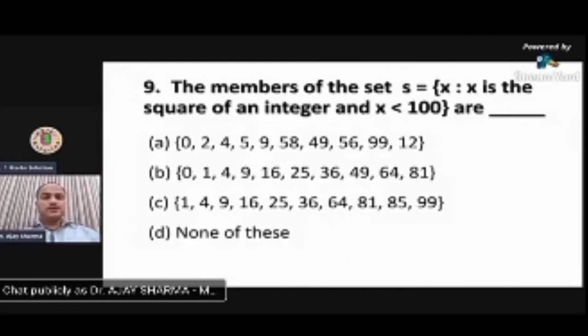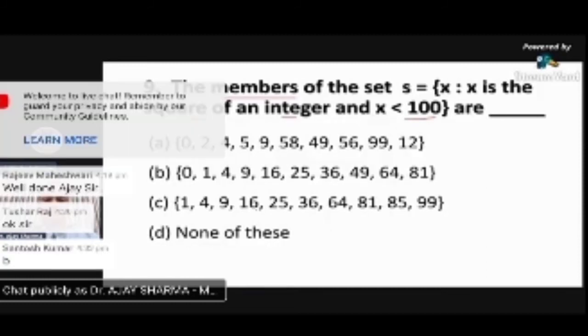Now let us have the next question. The members of the set S. By members we mean the elements. Just like members of the family, in a set the elements are also sometimes called members. So the elements of the set are given such that x is the square of an integer and x is less than 100. Now tell me, what can be possible? What numbers can there be whose square is less than 100?